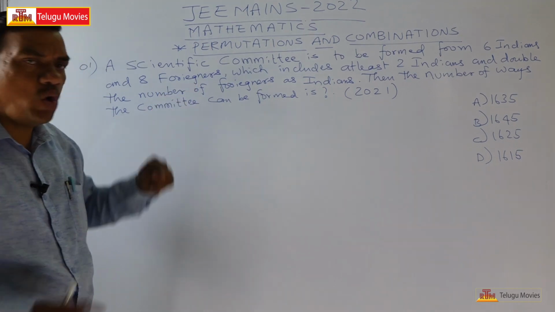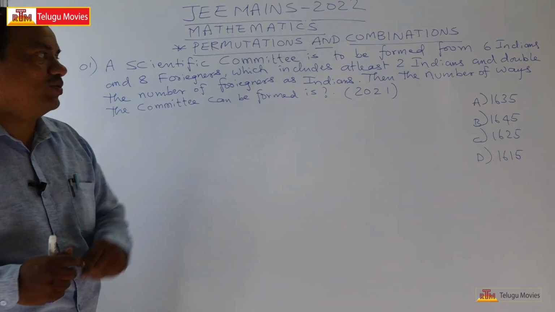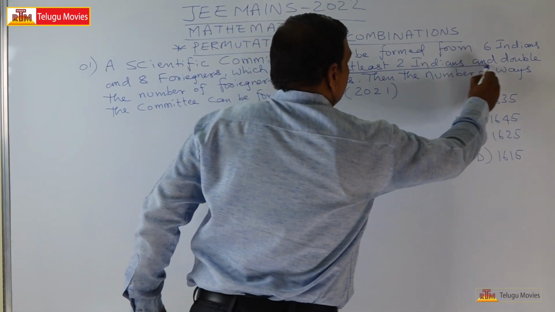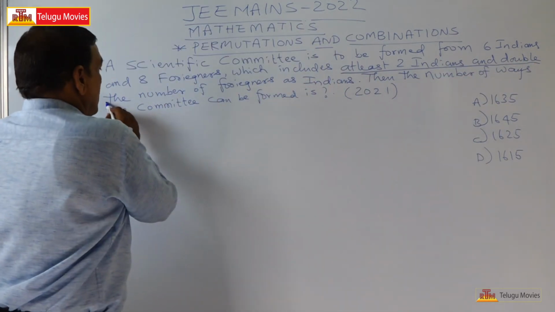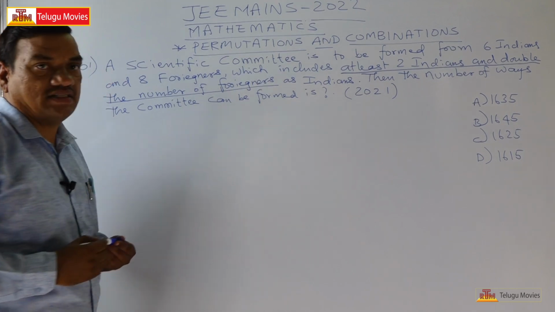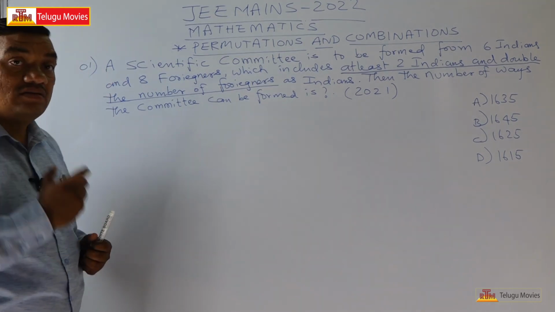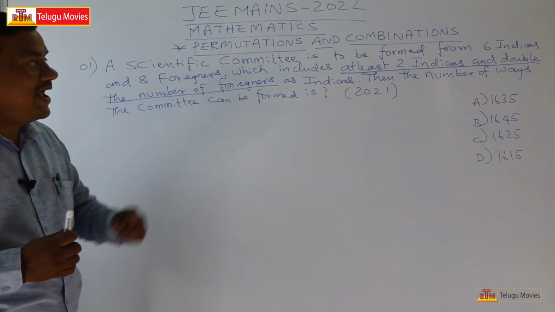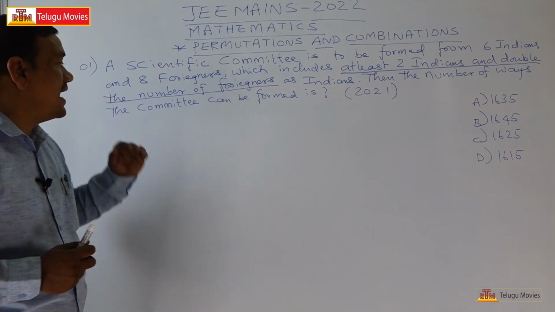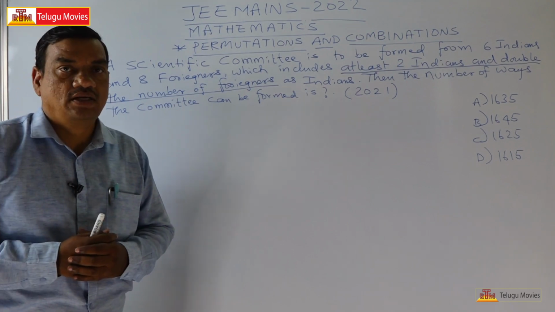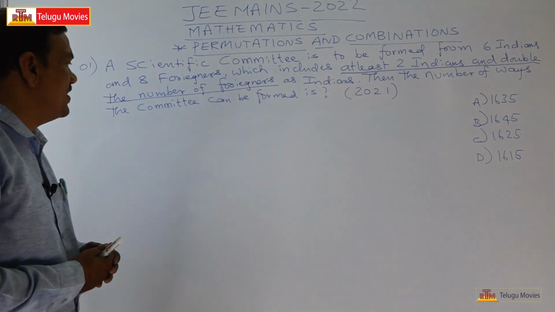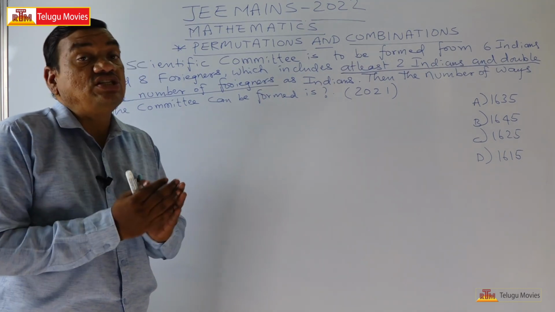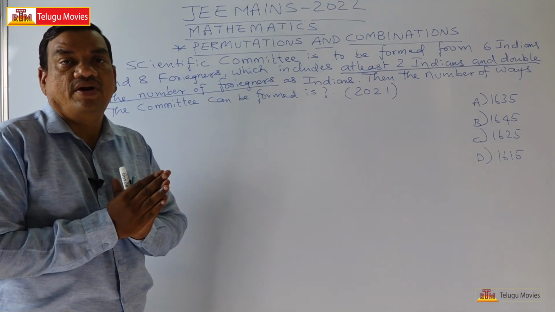The whole problem lies in that line only. What is that? At least 2 Indians and double the number of foreigners. That is the main key sentence in that problem. Then the number of ways a committee can be formed is, how many combinations will we get?